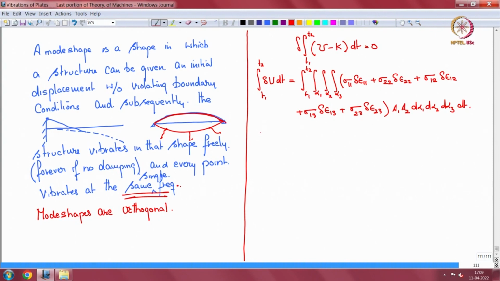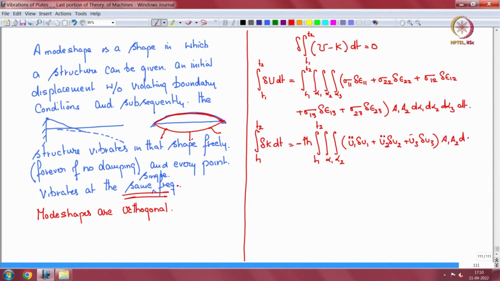Okay. And the kinetic energy term, integral T1 to T2 of delta K dt, is equal to minus rho h, integral T1 to T2, integral alpha 1, integral alpha 2 of u1 double dot delta u1 plus u2 double dot delta u2 plus u3 double dot delta u3, A1 A2 d alpha 1 d alpha 2 dt.